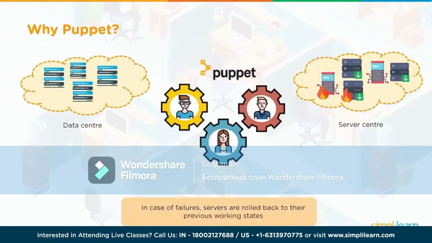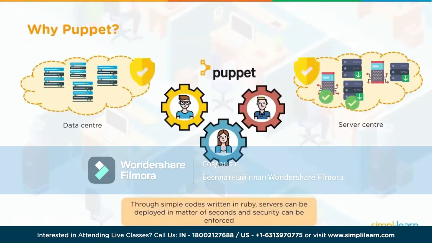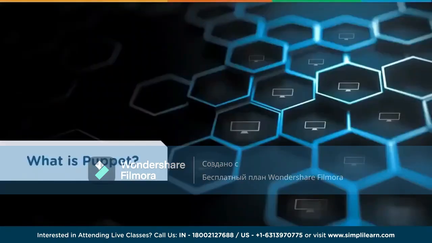Not only this, with Puppet, if servers do fail, and there's a very high chance of servers failing when you're considering an organization the scale of an MNC, Puppet can instantly roll them back to their previous working states. And if that wasn't enough, Puppet also provides the capability to deploy servers on demand and enforce security on them. Now all of this is done through simple coding which is written in Ruby. We'll look at how Puppet works more.